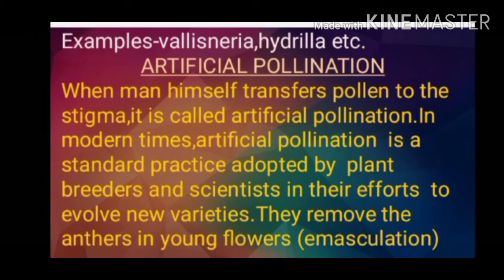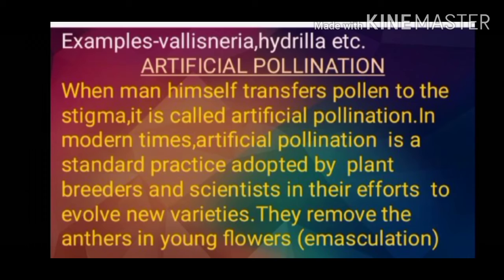Examples: Vallisneria, Hydrilla, etc. Another type of pollination is called artificial pollination. Let's see what happens here. When man himself transfers pollen to the stigma, it is called artificial pollination.